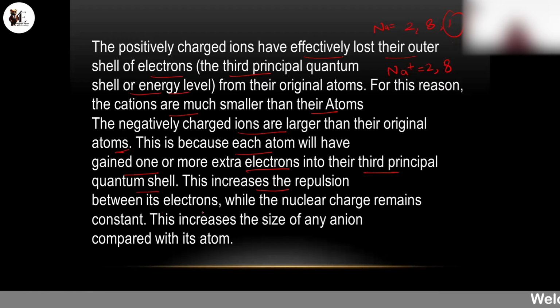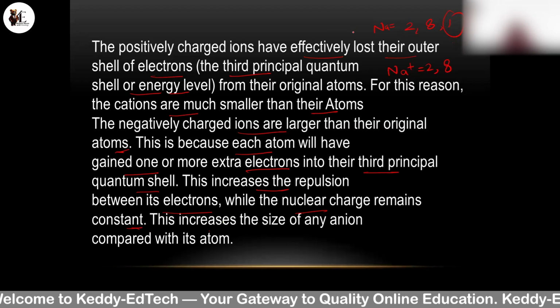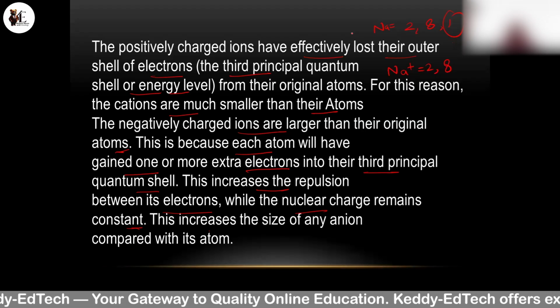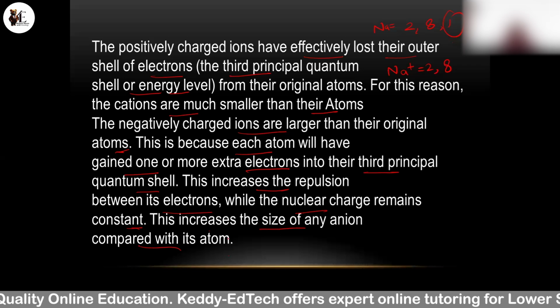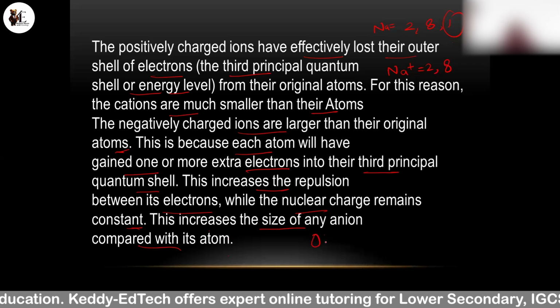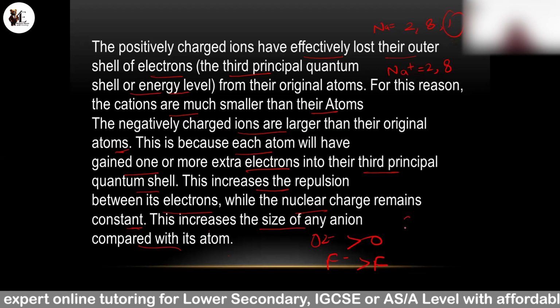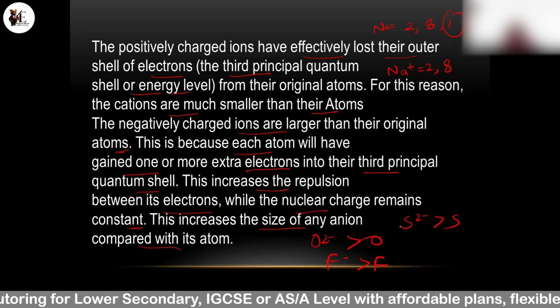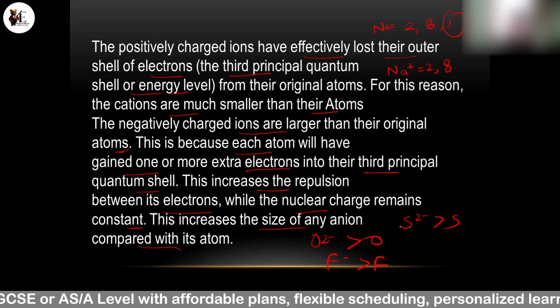This increases the repulsion between its electrons. The nuclear charge remains constant because the atomic number remains the same. The number of protons does not change; only the number of electrons changes. In the nucleus we have protons, so the nuclear charge remains constant. So this increases the size of any anion compared with its atom. That's why O2- is greater than oxygen, F- is greater than fluorine, and S2- is greater than sulfur. Clear? Write it down.